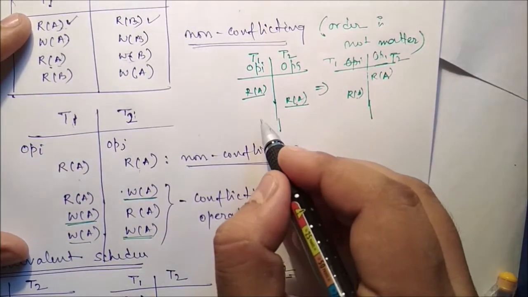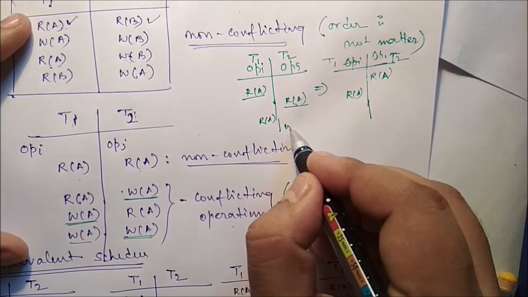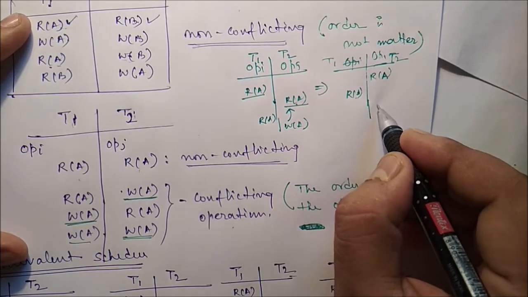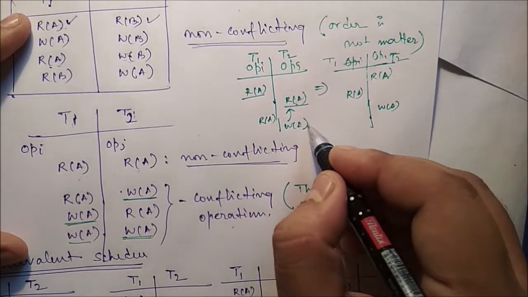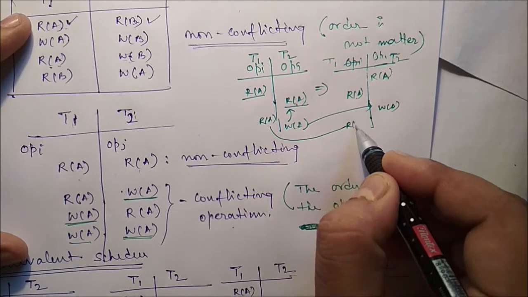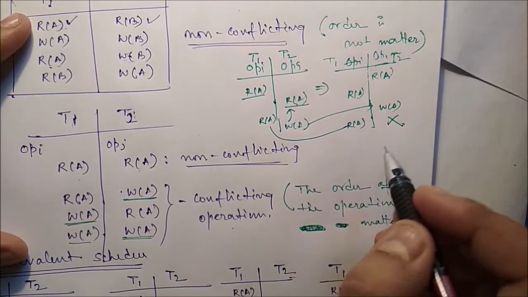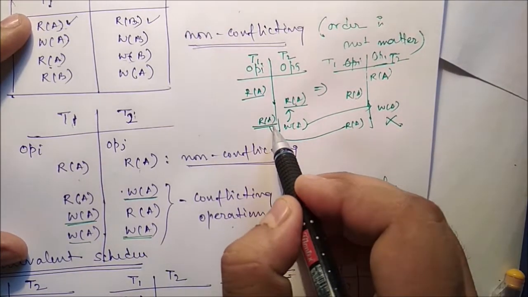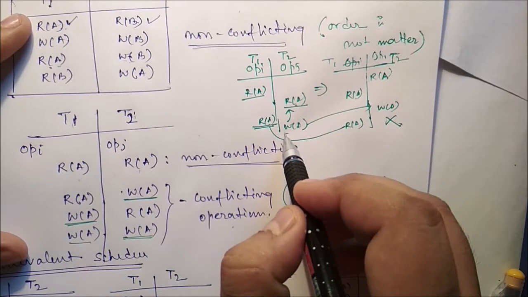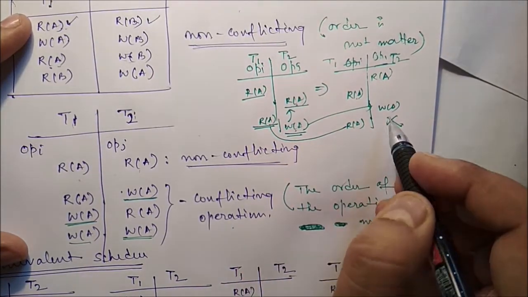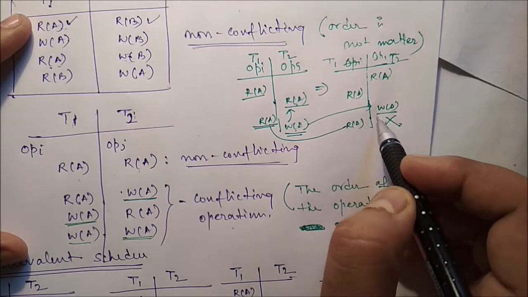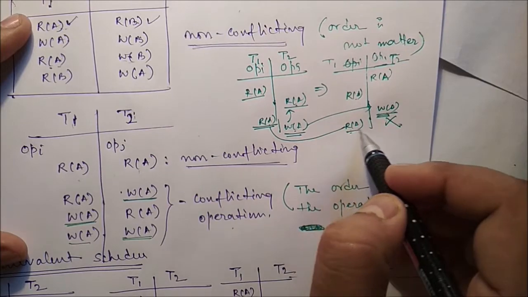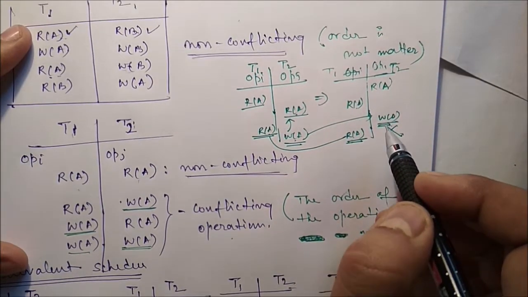And suppose here it is read A and write A. In this case we cannot swap, we cannot move upward. Write A first and read A later, that we cannot do. First we have to execute read A for transaction 1, then we can execute write A for transaction 2. Executing write A for transaction 2 first, then the read instruction for transaction 1, is not valid. We cannot swap.